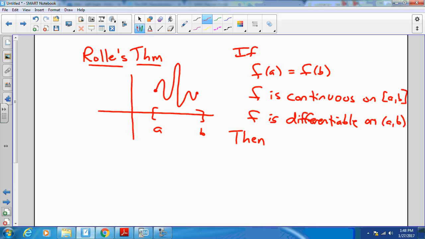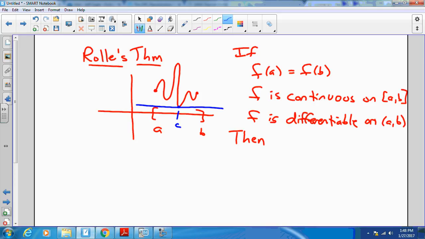If so, draw a horizontal tangent at that point. Point or points? Yeah, you could have more than one, just at least one. Here's one of mine. And I actually have several points where f prime is equal to 0. I'm going to call that C. And what I observe is that C lives between A and B.